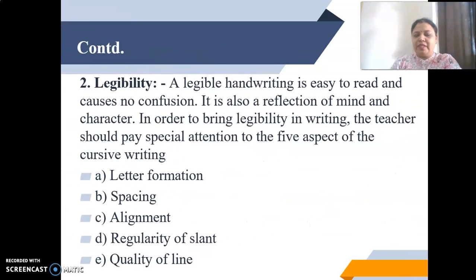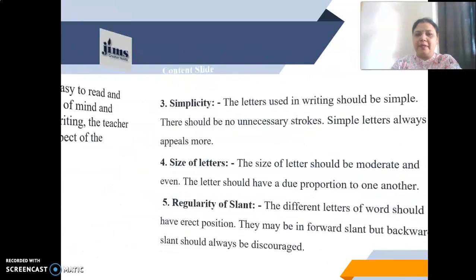Second is legibility. A legible handwriting is easy to read and causes no confusion. It is also a reflection of mind and character. In order to bring legibility in writing, the teacher should pay special attention to the 5 aspects of cursive writing. First is letter formation, second spacing, third alignment, fourth regularity of slant, and fifth is quality of line.